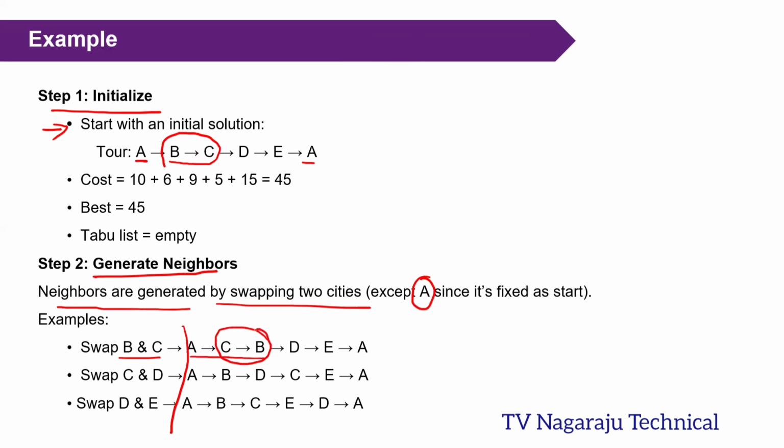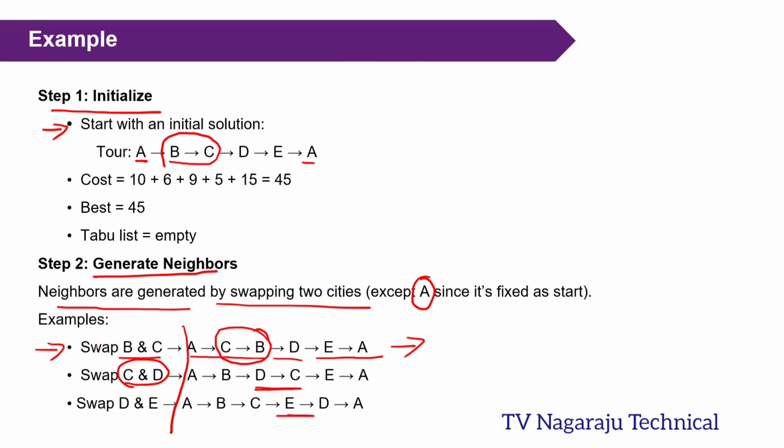I am swapping these two cities, D and E, and A. This is one thing. And if you are swapping C and D, or if you are swapping D and E, now you got the point. My neighborhoods: there are three neighbors. I am generating three neighbors.